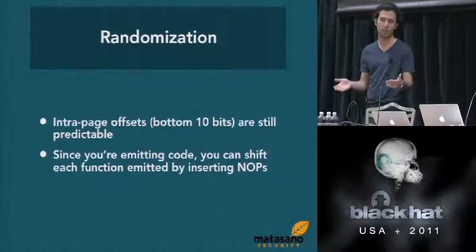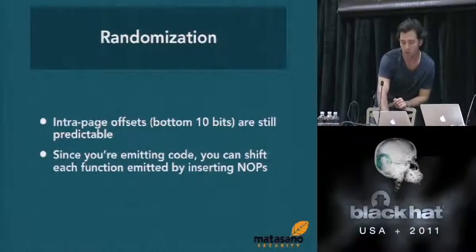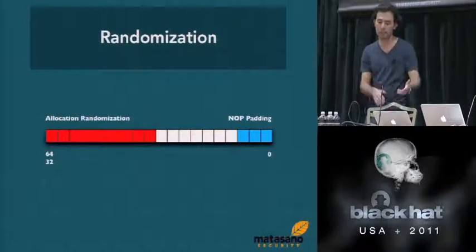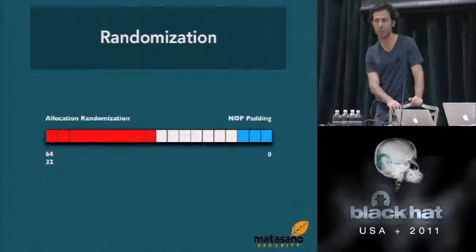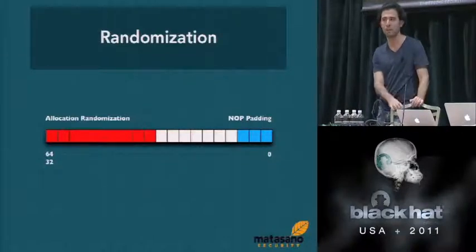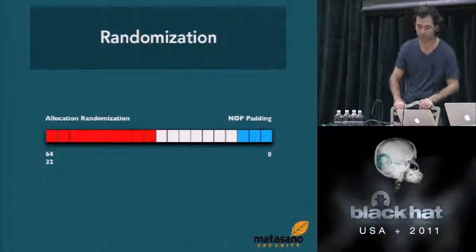You're emitting code into that page, so you can technically emit anywhere you want. So one thing you can do is pad each function by a random amount of NOPs. These bits of entropy are fairly approximate, so if you're emitting anywhere from 0 to 7 NOPs before you start emitting a function, that will make your bottom three bits totally unpredictable. But again, you still have about 6 or 7 bits in the middle that are totally predictable.